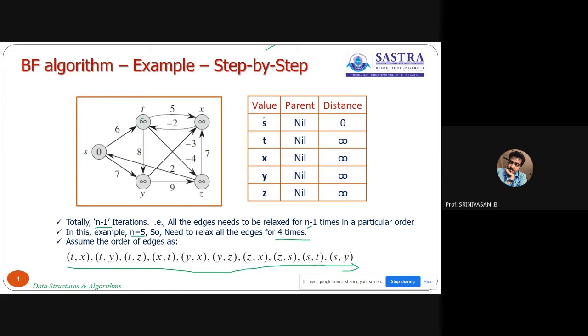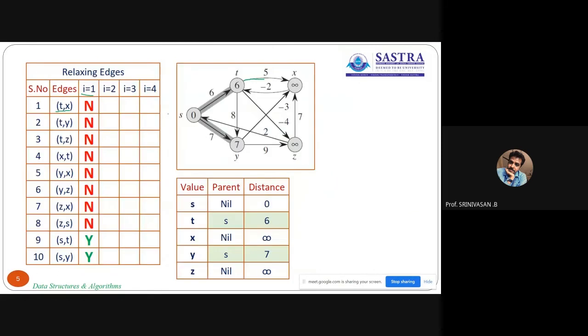Which one is to be updated? T dot distance is updated with 6, and the T dot parent is going to be updated with S. Okay, so the parent is used to form a path. The distance is used to find the shortest distance. You see this S comma T, so it is getting relaxed, so that S and 6.